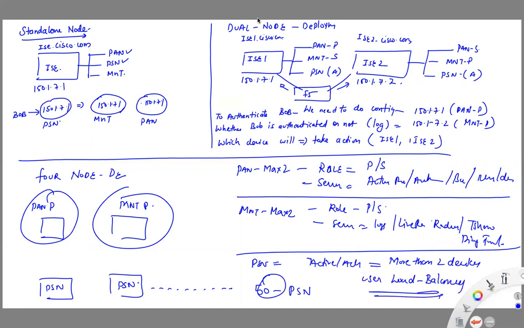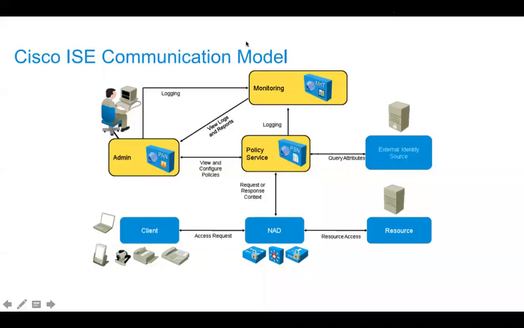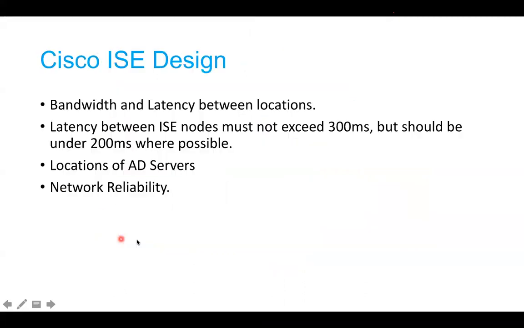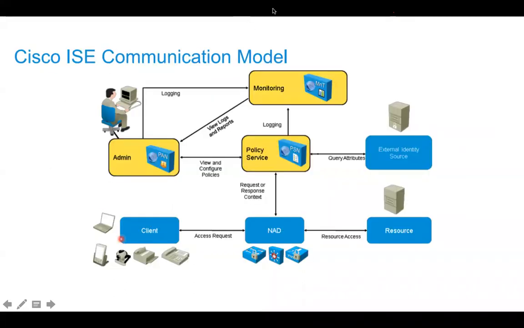I hope this is clear to everyone, guys. So this is the ISE communication model. This tells you multiple things over here. Let's see that. So there is a client over here.